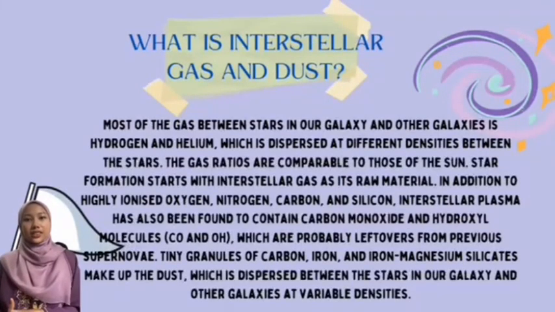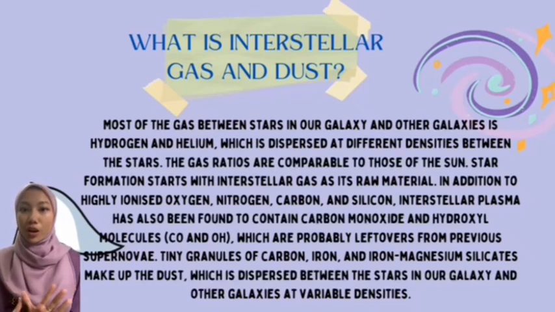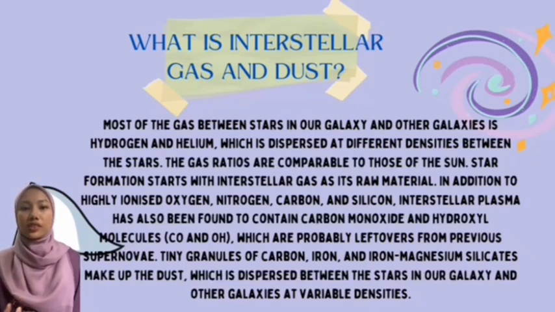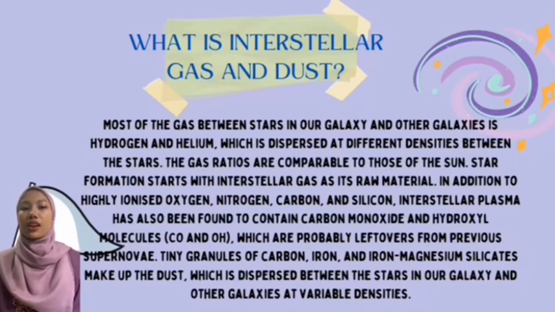First of all, the definition of interstellar gas and dust in space: most of the gas between stars in our galaxy and other galaxies is hydrogen and helium, which is dispersed at different densities between the stars. The gas ratios are comparable to those of the Sun. Star formation starts with interstellar gas as its raw material.